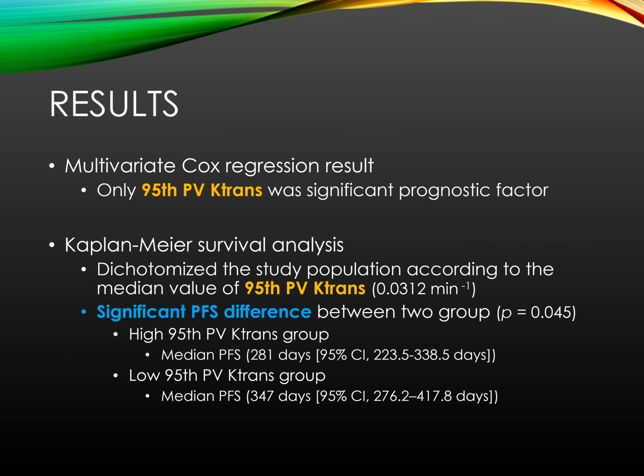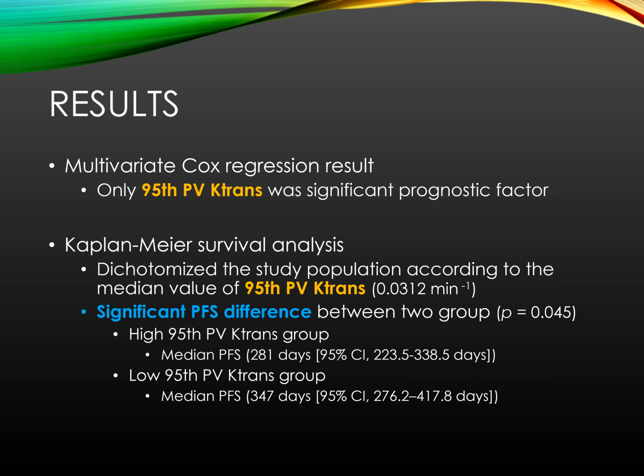We included age, sex, 95th PV K-trans, and mean K-trans in the multivariate Cox hazard regression analysis for early progression prediction. Among those variables, only the 95th PV K-trans was significant as an independent predictor of early progression.